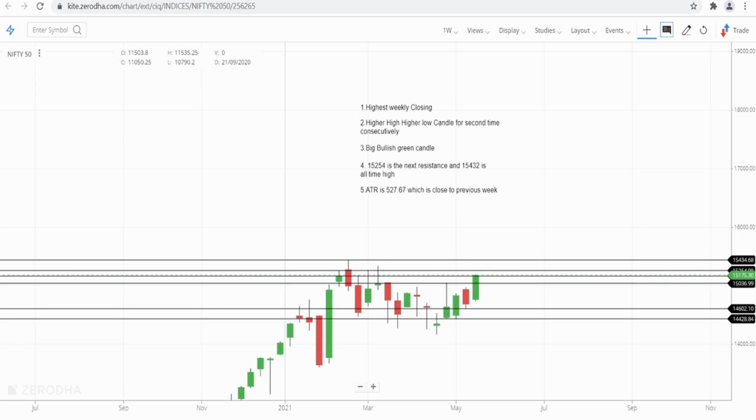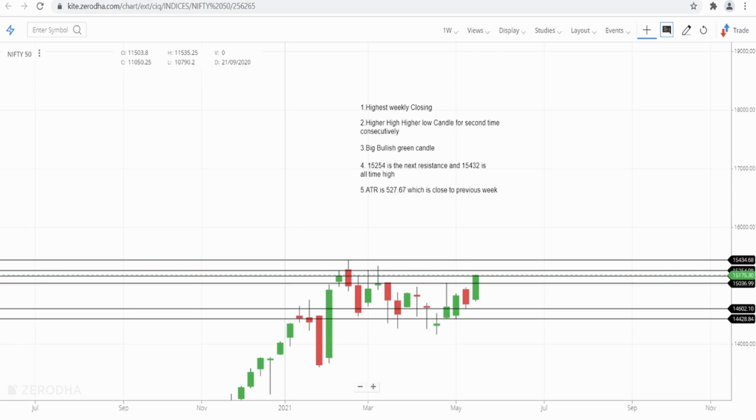The ATR, the average true range, which is the difference between the high and the low of a particular candle, for a week is 527.67. The last week's ATR and the high minus low of the last week are very close, indicating that a kind of momentum can be expected in the coming week too. So that is what we can analyze based on the weekly charts.